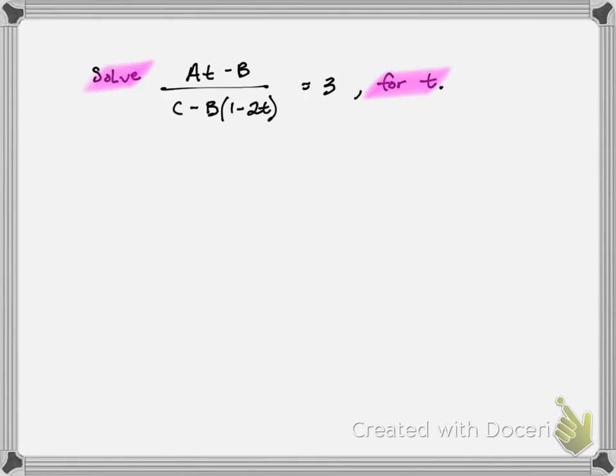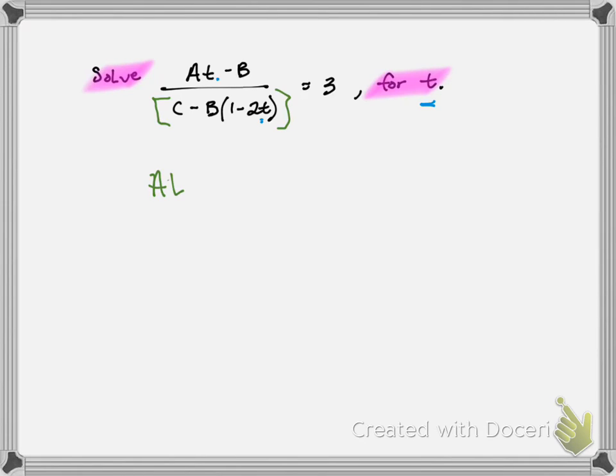Next example, we're asked to solve for t, and you can see that t shows up twice in this equation. I'd encourage you to pause and try this on your own first. You may have guessed that the first step would be to take this denominator and multiply both sides by it. Now I'm not going to write that out, but follow along.